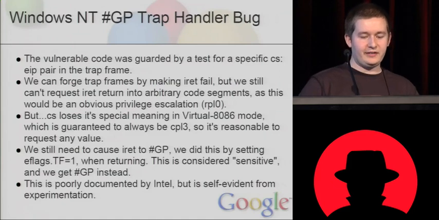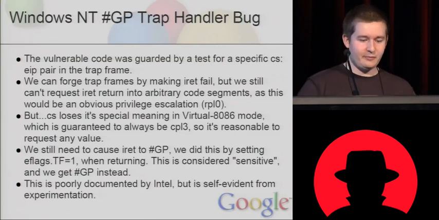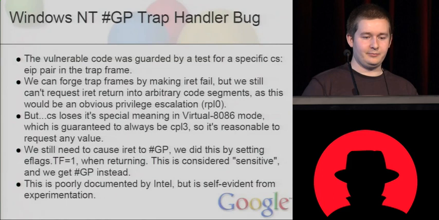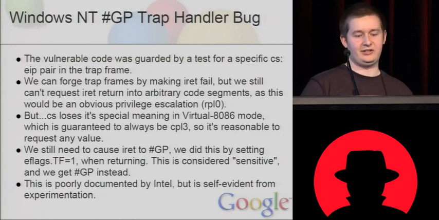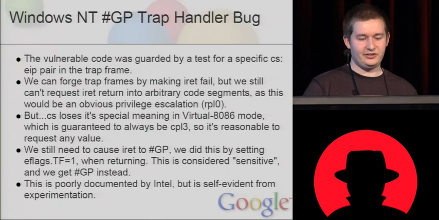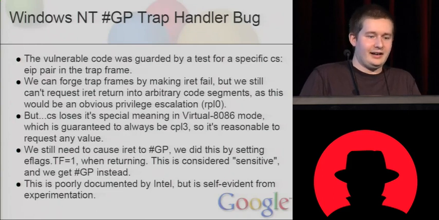But we still need to cause iret to GP. And we did this by setting the TF flag in the EFLAGS image when returning. So Intel actually considers this sensitive and hardens control over the virtual 8086 mode monitor. But this is actually poorly documented. And in fact, there's no mention of this at all in the documentation. And from research, we know that early versions of the Pentium processor would in fact not treat EFLAGS TF set in the EFLAGS image as sensitive. And that wasn't considered sensitive at all. But apparently, during some later revisions of the Pentium, Intel updated this and did consider it sensitive.